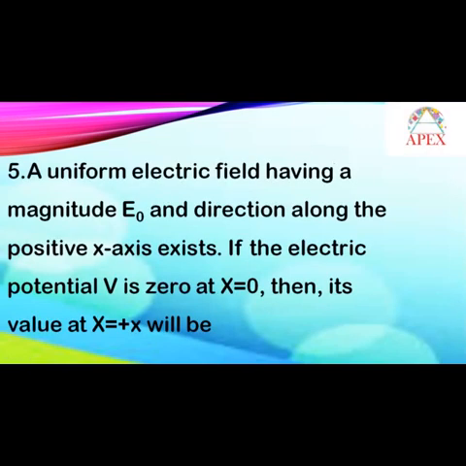Now, question number 5. A uniform electric field having a magnitude E naught and direction along the positive x-axis exists. So the uniform electric field is given, its value is E naught, and its direction is along the positive x-axis. Now the question is, if the electric potential V is 0 at x equal to 0, then its value at x equal to small x will be.